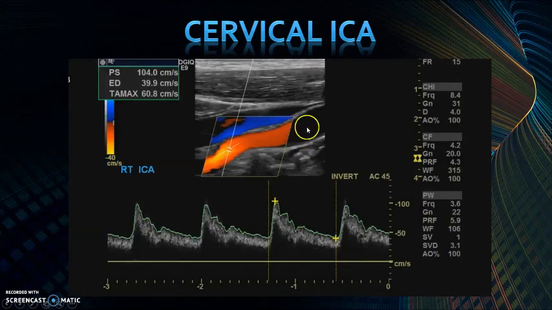The cervical ICA is common to anyone who does carotid arteries, carotid artery Dopplers. You have your bulb and then your internal carotid artery. You're going to have a nice waveform with a clear spectral window, which you're not going to appreciate on transcranial Dopplers, as we tend to use larger gates.